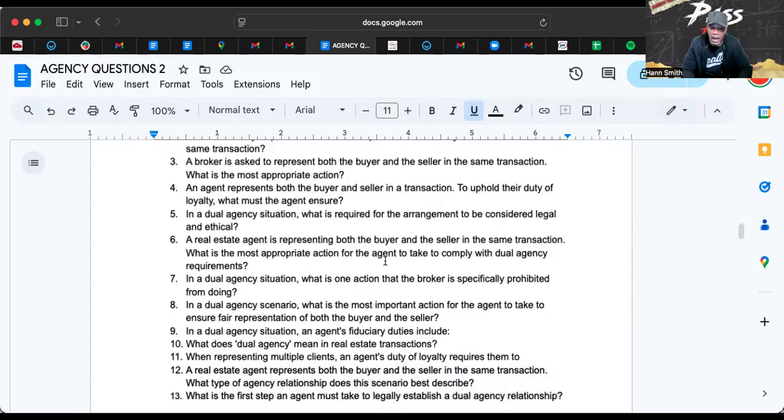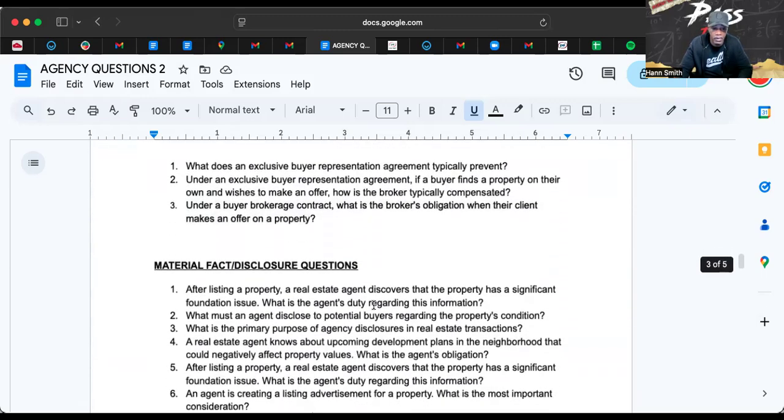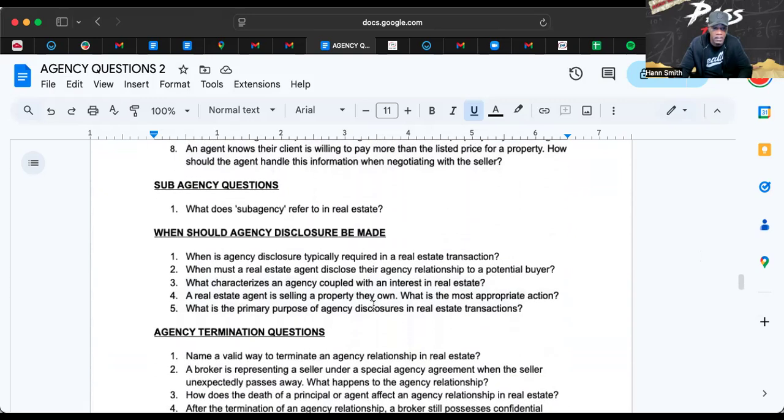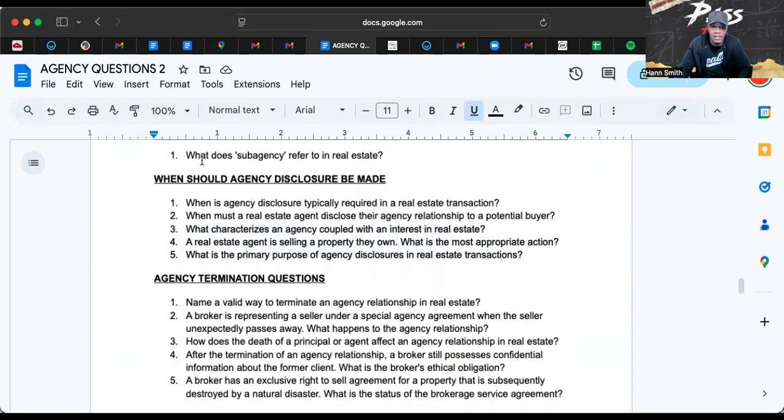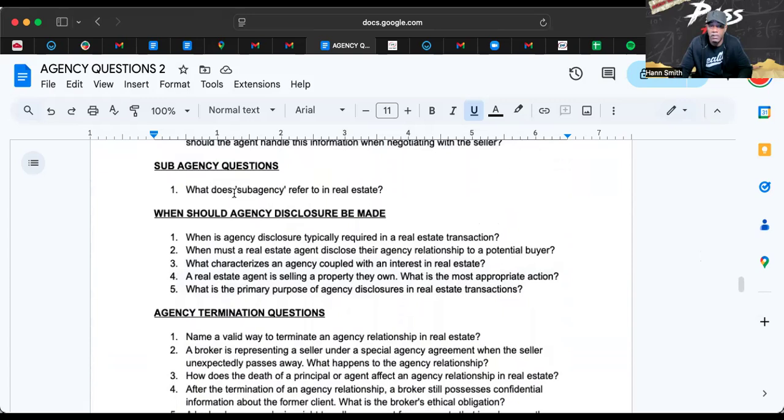All right. I don't need to go over any other dual agency questions because it's all going to come back to that. I think I might have some designated broker questions in here. This one is just a definition question for sub-agency: what does sub-agency refer to in real estate? Just know the definition of sub-agency. They're not going to really test you a whole lot on it, so I would just know the definition for the test.